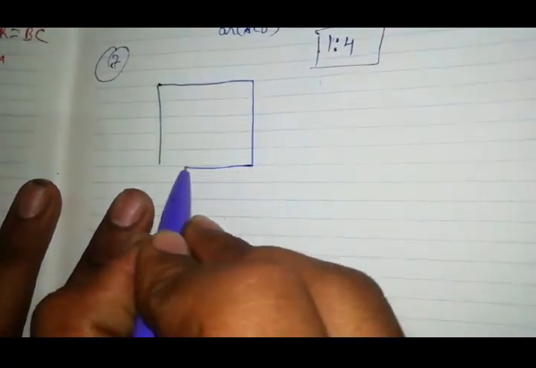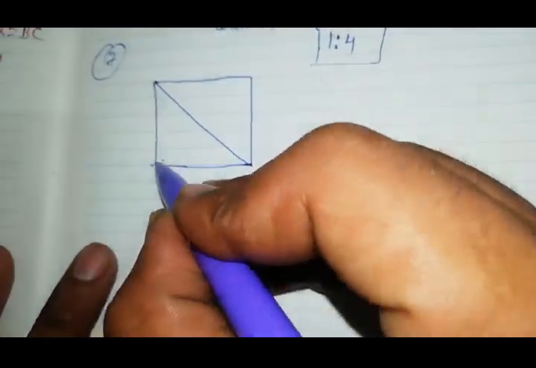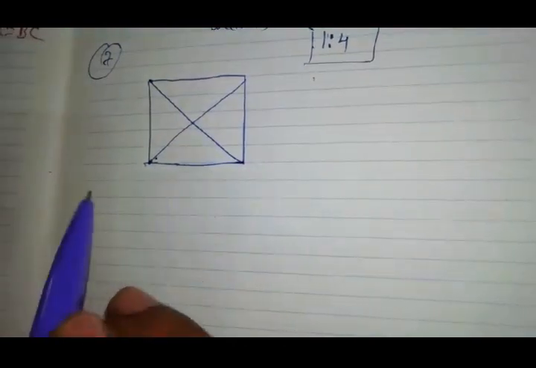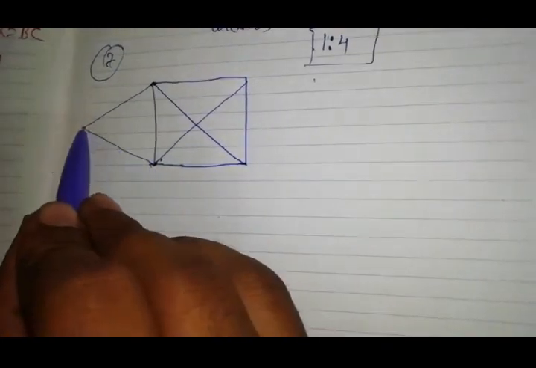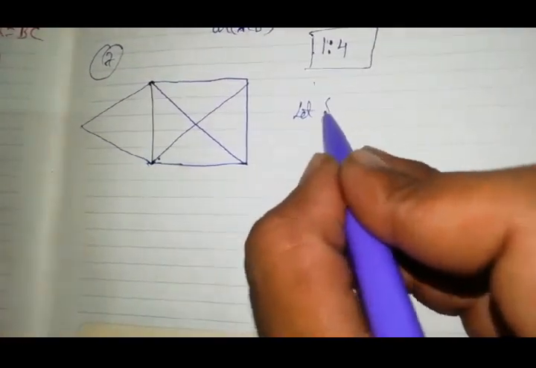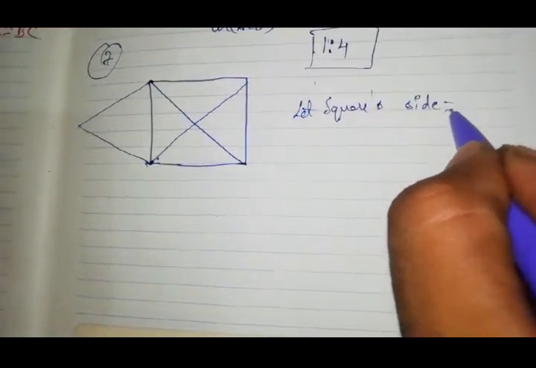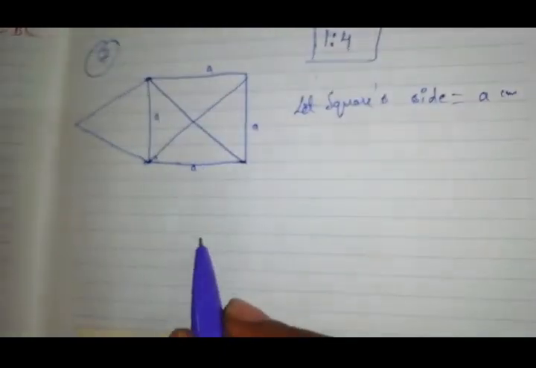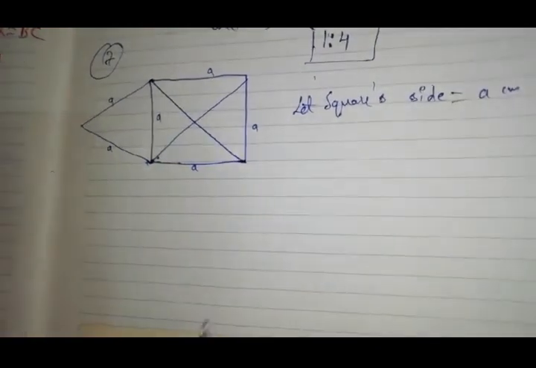So let me draw a square first. This is our square. Now we have diagonals also, so these are our diagonals. One equilateral triangle is described on one side of the square. Let the square's side be a centimeter. So this will be a, this will be a, this will be a, and this will be a. An equilateral triangle has all sides equal, so this will also be a, and this will also be a.